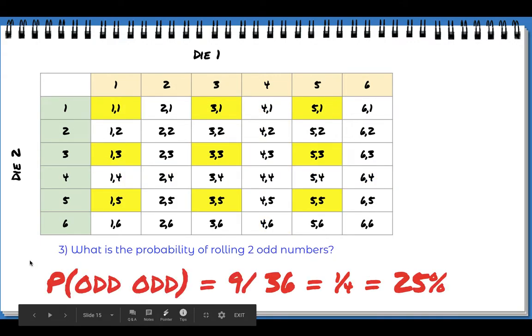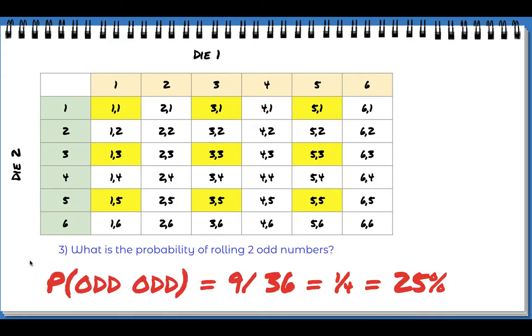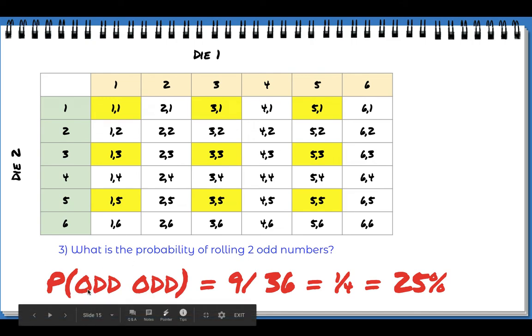And finally, question number 3, what is the probability of rolling two odd numbers? So looking at all the cells, I highlighted those cells that just contained 2 odd numbers. As you can see, there is a nice pattern going on here, and there are 9 of them highlighted in yellow altogether. So the probability of getting odd is 9/36, which could be simplified to 1/4, or 25% if you want to use your percent skills here too.